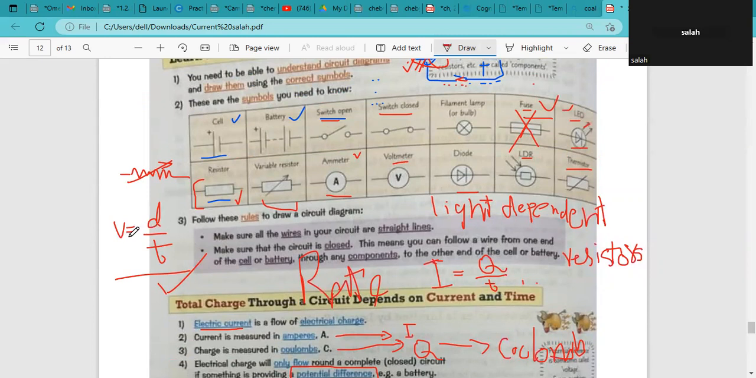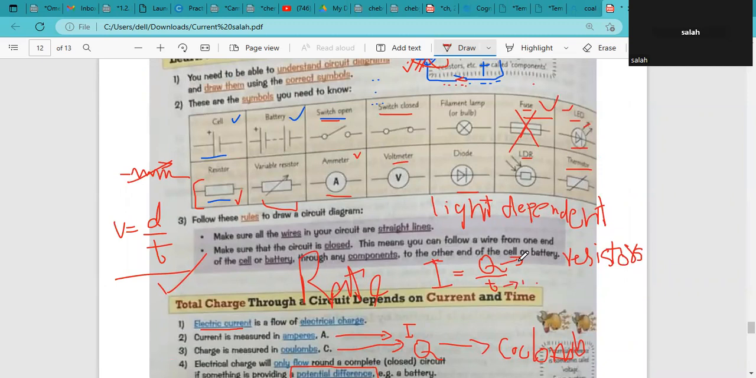So Salah, we define velocity as the rate of change in displacement, isn't it? In the same way, when we define current as the rate of flow of charges, we will write its equation like I equals Q over T, where Q is charge and T is time. It says how many charges are flowing in a second. So that is the equation of the current.